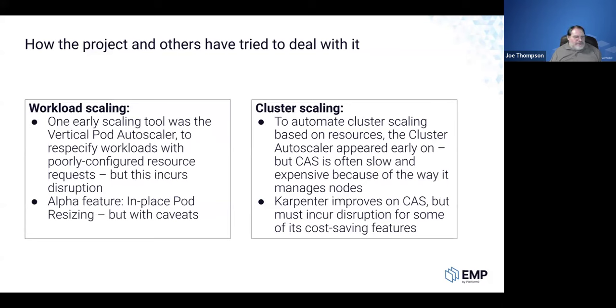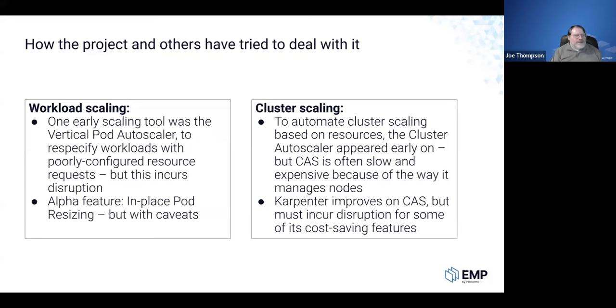Again, though, to do some of these clever things, you have to incur disruption. There's no way for Karpenter to consolidate workloads from a set of nodes onto a single node, or move them from a more expensive node to a less expensive node without letting them be terminated and restarted. And so with that termination and restart, you're back to incurring disruption again.